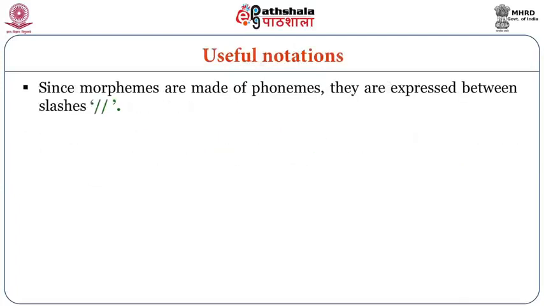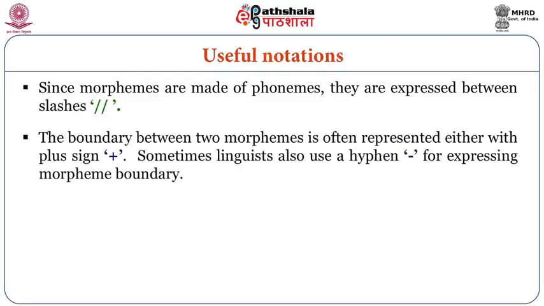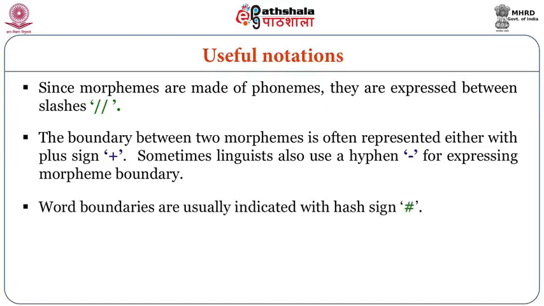Now the usual notations: since morphemes are made of phonemes, they are expressed between slashes. The boundary between two morphemes is often represented with a plus sign. Sometimes linguists also use a hyphen for expressing morpheme boundary. Word boundaries are usually indicated with a hash sign.